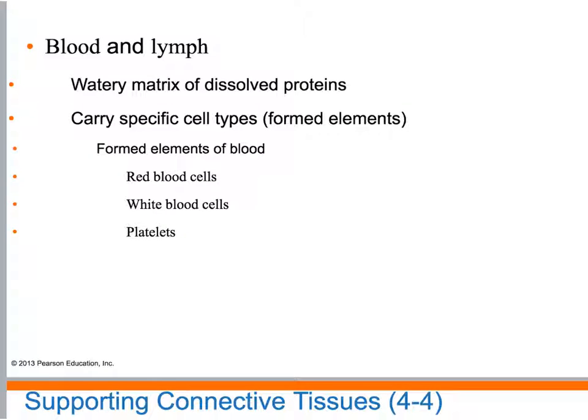Now we're going to begin fluid connective tissue. Fluid connective tissue is made up of blood and lymph. They both have a watery matrix of dissolved proteins, but they do carry specific cell types or formed elements. For example, in the blood, we carry red blood cells, white blood cells, and platelets as the formed elements.